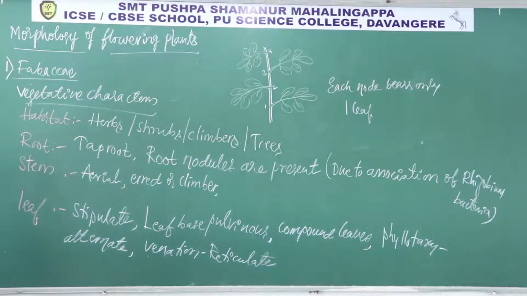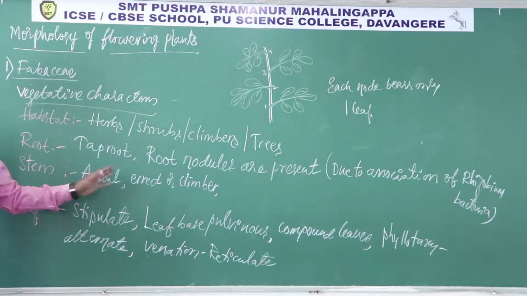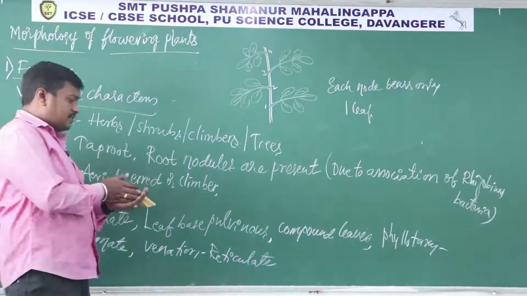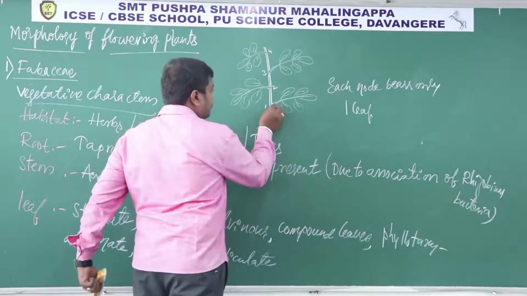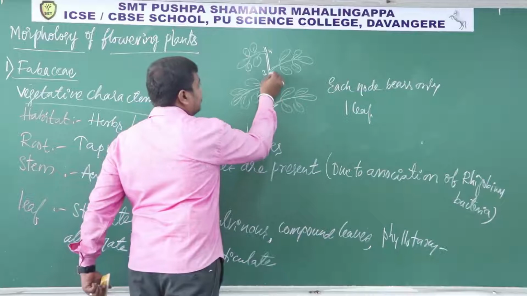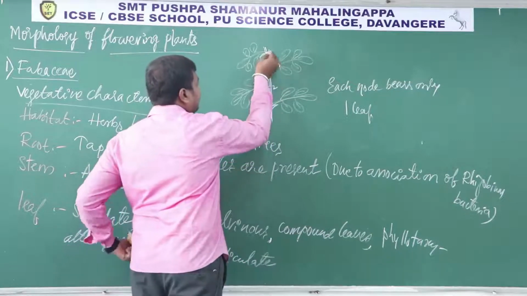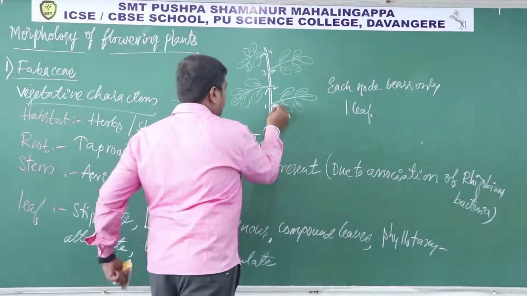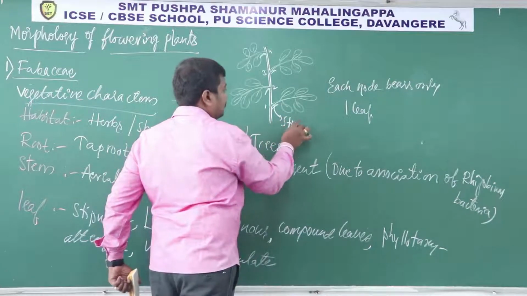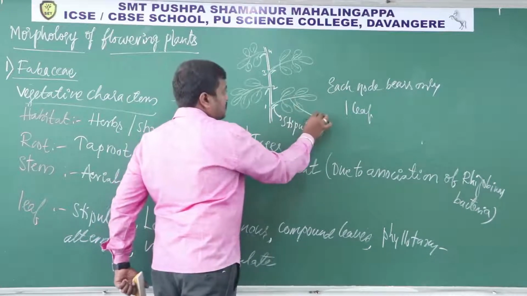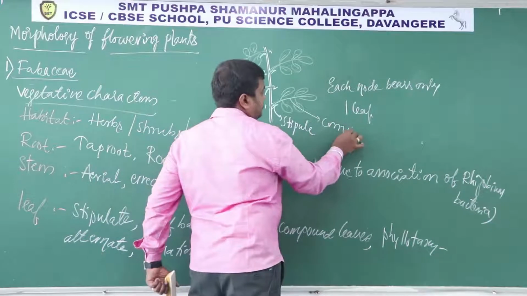Okay, so habitat: herbs, shrubs, climbers, or trees. The root is a taproot. Root nodules are present due to the presence of rhizobium bacteria. Stem is aerial, erect, or sometimes it is a climber. Then the leaf is stipulate. So stipulate means a small appendage is present at the base. ಈ ಥರ ಲೀಫ್ ಕೆಳಗಡೆ ಒಂದು ಸ್ಮಾಲ್ ಅಪೆಂಡೇಜ್ ಇರುತ್ತೆ. ಸೊ ದಿಸ್ ಇಸ್ ಕಾಲ್ಡ್ ಸ್ಟಿಪ್ಯೂಲ್.